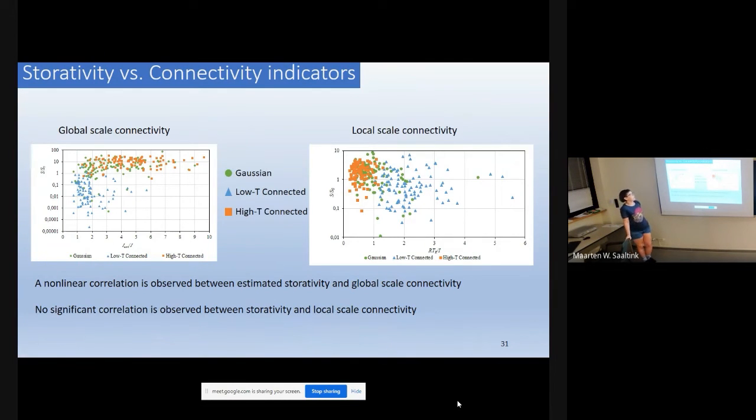Then we compared storativity estimates from continuous derivation with connectivity indicators, both global and local scale indicators. A non-linear correlation is observed between estimated storativity and global scale connectivity, but no significant correlation is observed between storativity and local scale.